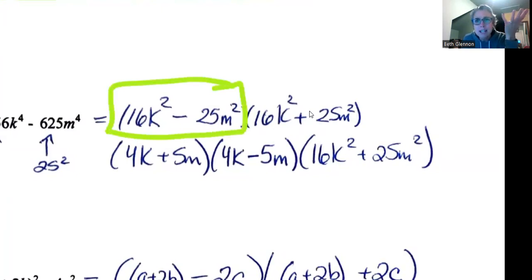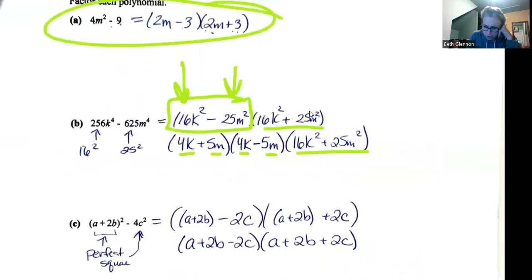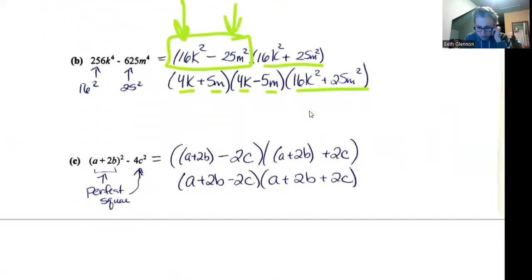I can factor that again. Now, this other term I cannot factor again because of the plus. But the 16 is a perfect square and the 25 is a perfect square. So I can break that down to 4k and 4k, and then break 25m squared down to 5m and minus 5m. Isn't that gorgeous? Oh, I love it. I just love it.